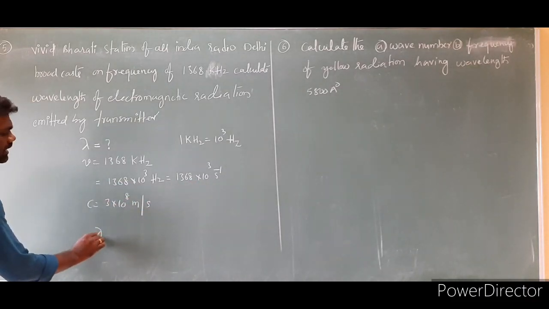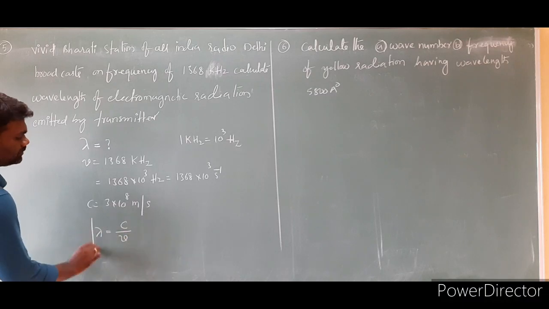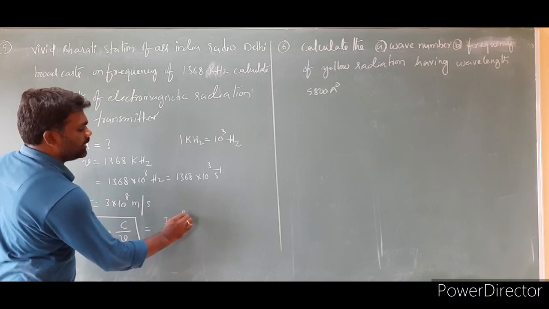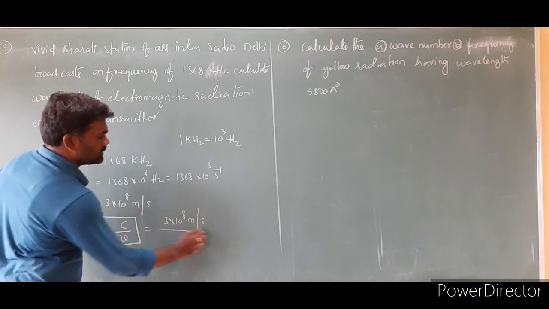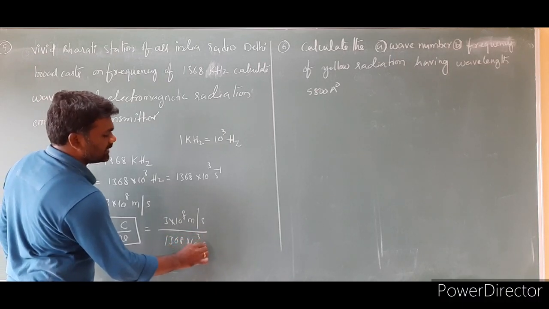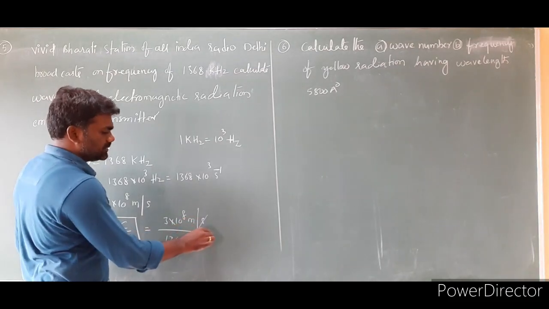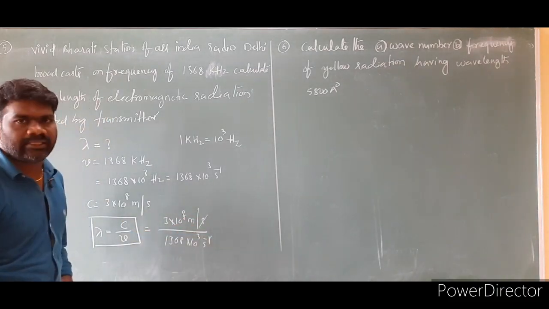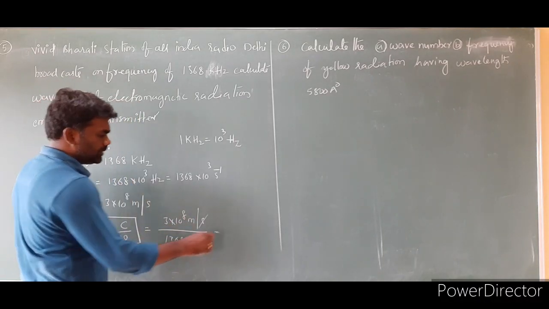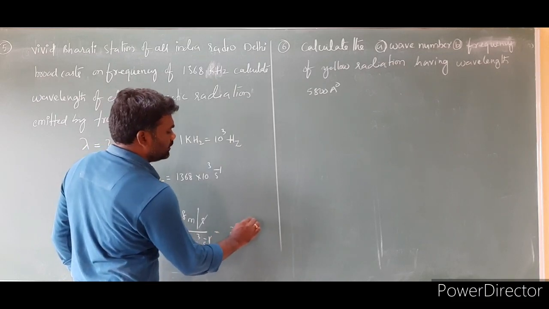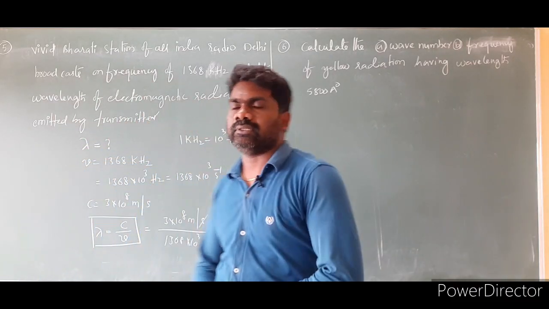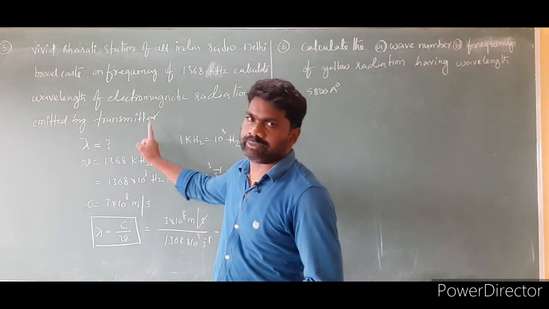Substitute all the values. Lambda is equal to C by nu. So substitute it, then you will get 3 into 10 to the power of 8 meter per second by 1368 into 10 to the power of 3 second inverse. The second inverse cancels on both sides. Then we will get 3 into 10 power 8 by 10 power 3. Upon simplification we will get 2 into 10 to the power 3 meters. So this is the wavelength of the radiation emitted by the transmitter.